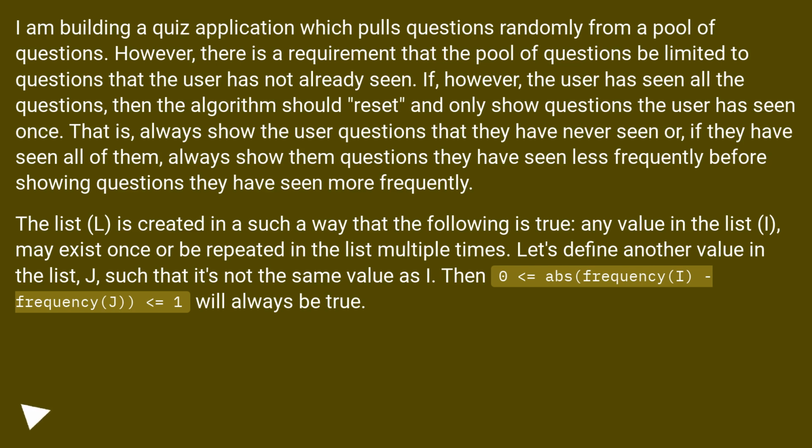frequently. The list, L, is created in such a way that the following is true: any value in the list, I, may exist once or be repeated in the list multiple times. Let's define another value in the list, J, such that it's not the same value as I. Then 0 is lower than or equal to abs(frequency I - frequency J), which is lower than or equal to 1, will always be true.